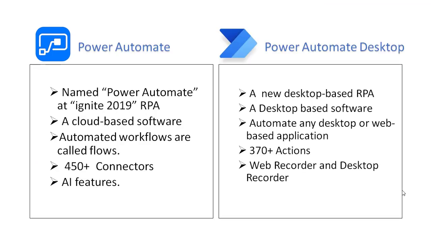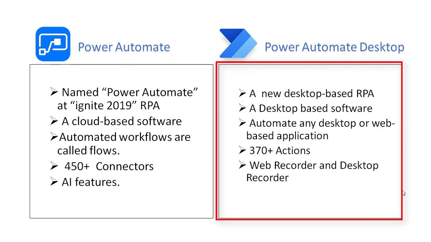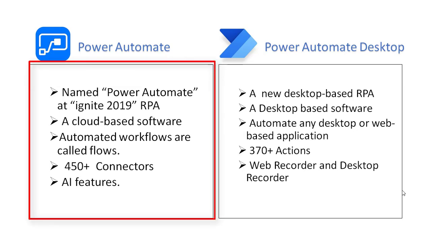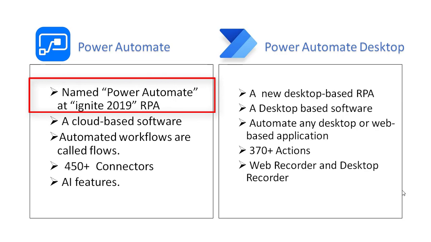Now, we will see the major differences between these two RPA tools. That is Microsoft Power Automate on my left hand side and Microsoft Power Automate Desktop on my right hand side. First, we'll start with Power Automate. Microsoft rebranded Microsoft Flow as Power Automate. Microsoft announced the new RPA tool named Power Automate at Ignite 2019.